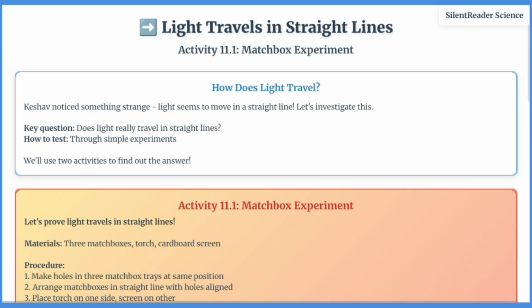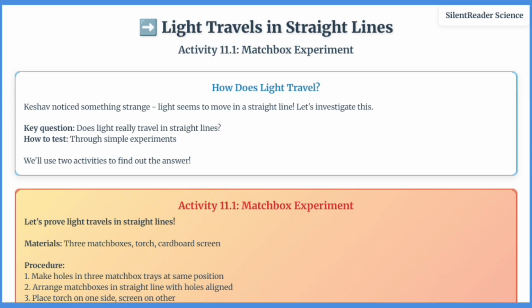Now let's investigate how light travels. Keshev noticed that light seems to move in straight lines. We can test this through simple experiments. In Activity 11.1, we use 3 matchboxes with holes punched in the same position. When we arrange them in a straight line with the holes aligned and shine a torch through them, we get a bright spot on the screen. But if we move just one matchbox slightly out of alignment, the light spot disappears. This happens because light travels in straight lines and cannot bend around the misaligned hole.